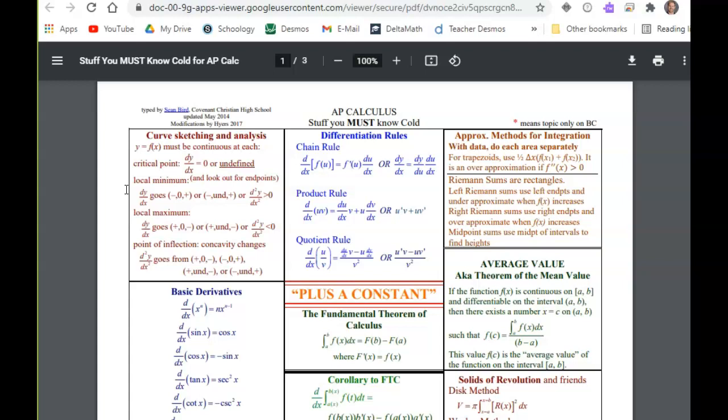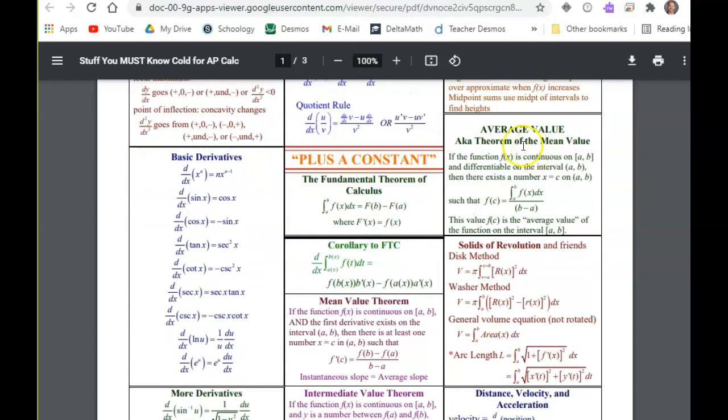So we have curve sketching, we've got differentiation rules, so in the middle here we've got the chain rule, product rule, quotient rule. See if I can use my cursor. So these are all the very important rules with derivatives. We have approximation methods for integrals. That's the Riemann sums, the left and right trapezoidal Riemann sums. Now they do use some notation that we haven't talked about, so if you see some notation you're like, I've never seen that, don't focus on that. Okay? There's multiple ways to represent some of this stuff.